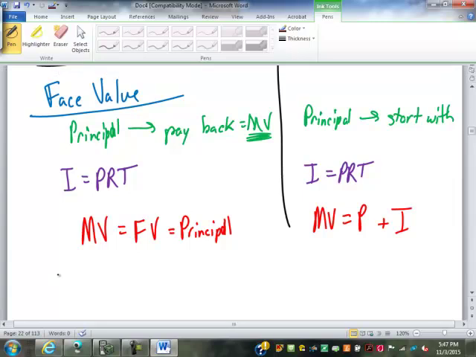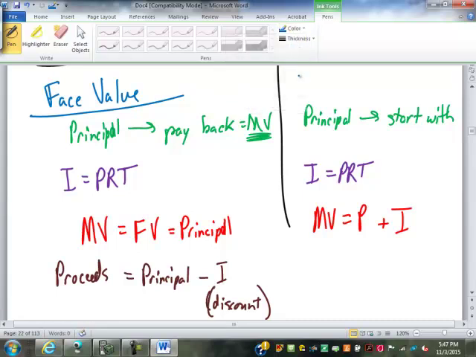On a simple discount note, we have to define something called the proceeds. The proceeds on a simple discount note are equal to the principal, or the face value, minus the interest. And the interest is what we call a discount. The difference between interest and discount: interest is added onto the note to increase the balance. A discount is taken out of the note before you receive the money.